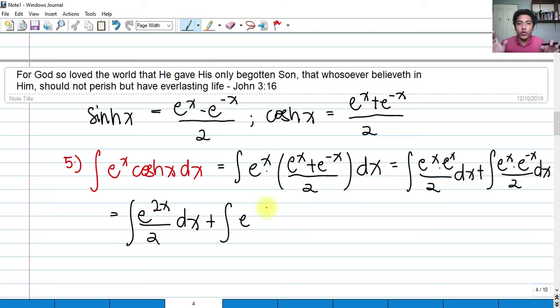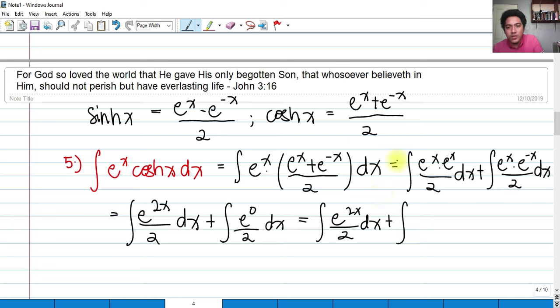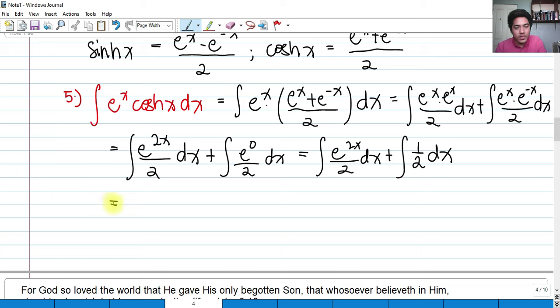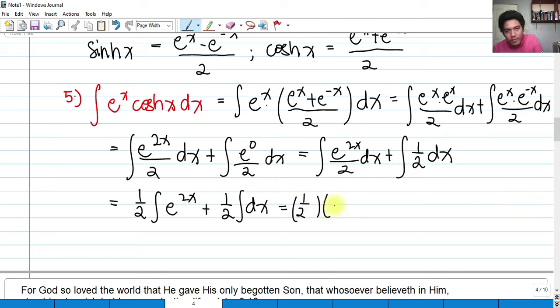So their exponents would subtract, and x minus x is 0, so we have e raised to 0 over 2 dx. So we are left with e raised to 2x over 2 dx plus any number raised to 0 is 1 half dx. So that we can now integrate this. So we have 1 half e raised to 2x plus 1 half integral of dx. I've put the constant outside of the integral sign. So the integral of this should be 1 half multiplied by 1 half.